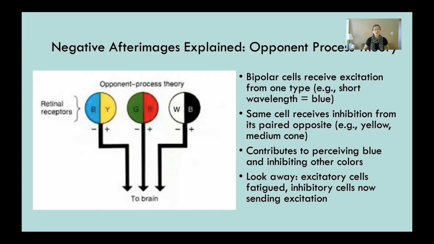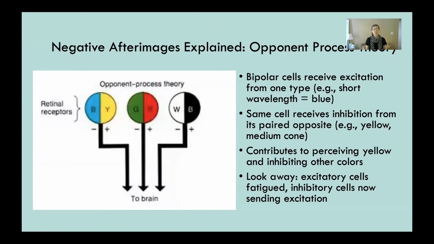So imagine that when you saw the yellow square with the black stars in it on that flag, and then you looked at the blank white, your blue-yellow linked bipolar cell was sending an inhibitory blue message and thus an excitatory yellow message to your brain, so you're perceiving yellow. So that contributed to you seeing yellow and inhibiting blue.